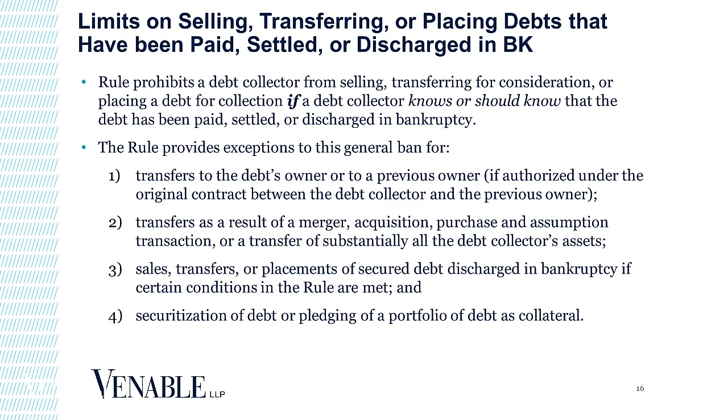Sales or transfers or placements of secured debt discharged in bankruptcy if certain conditions in the rule are satisfied, and also securitization of the debt, pledging some portfolio with respect to, say, a securitization trust where there's some collateral too. That would not necessarily, and certainly under the rule, the rule doesn't suggest that that itself would be considered a transfer for consideration that would be prohibited here under the rule. And it's important because certainly there's a number of debt buyers and investors in the securitizations world for which something like this could hamper that aspect of the market. But the CFPB and the authorship of this debt collection rule accounts for that, addresses that.